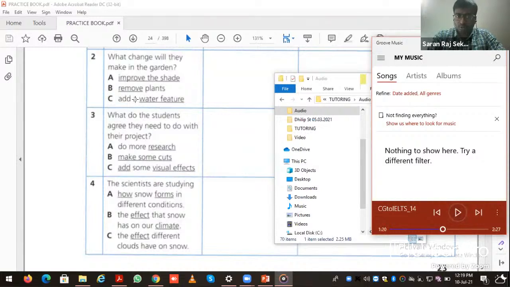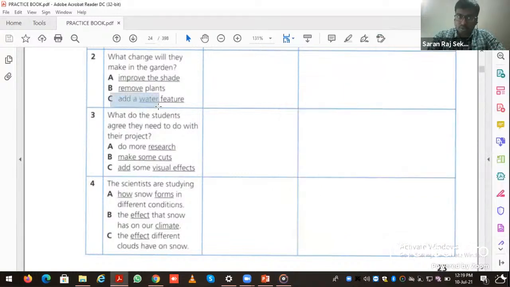So here, the distractor is water, because some students may select this option as the speaker mentioned water, but that is not the thing. So first thing they said, they were speaking about option B, that they're not going to remove any plants, but some of the trees are suffering from the scorching weather, so they've decided to plant some more trees to improve it. They didn't mention the words improve the shade, but they paraphrase the sentence. They're trying to say that they're going to plant more trees which will help them away from the sun.